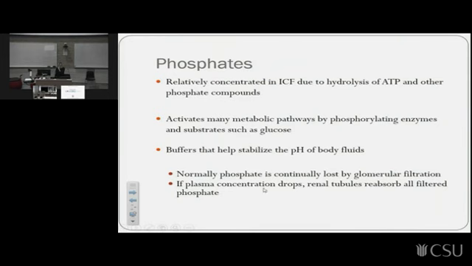And then if plasma concentration drops, the renal tubules reabsorb all of the filtered phosphate. So for whatever reason, if we have a lack of phosphate, it is then able to be reabsorbed back into the bloodstream from the nephron.